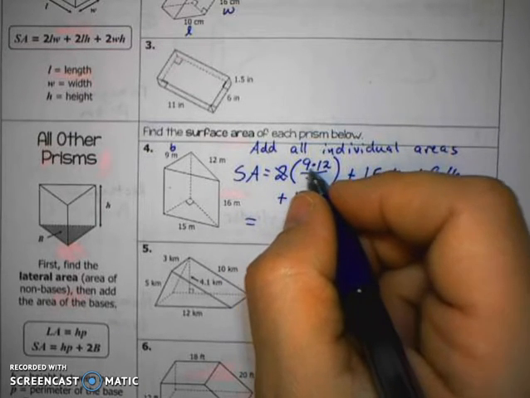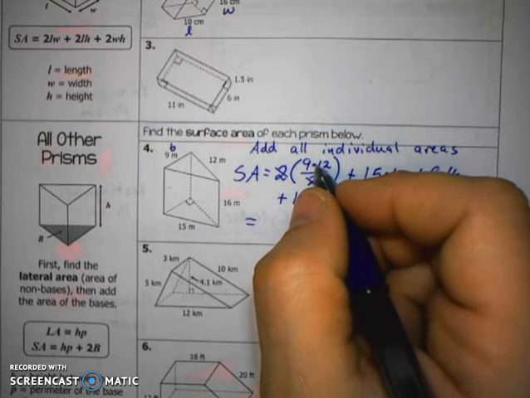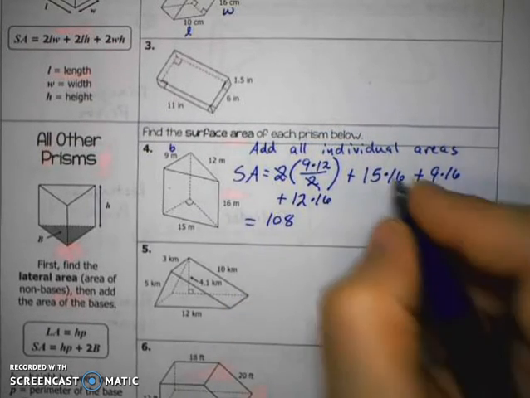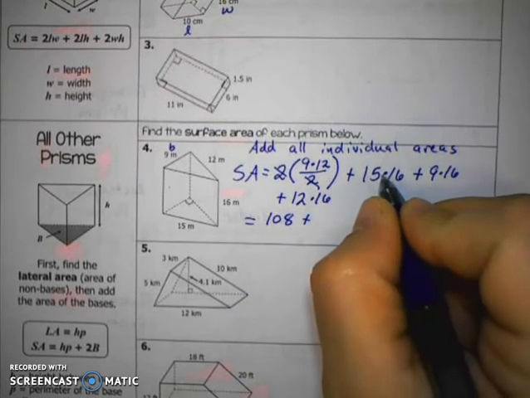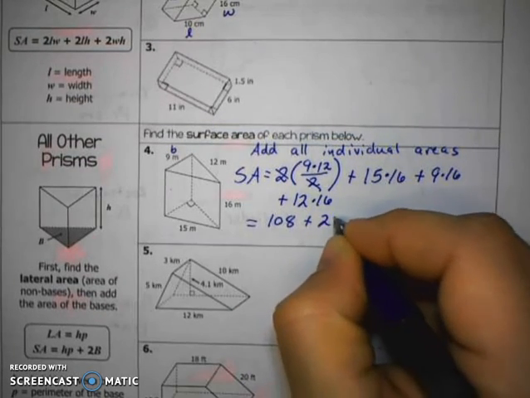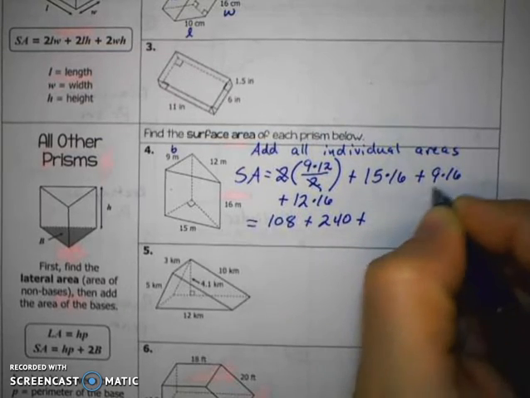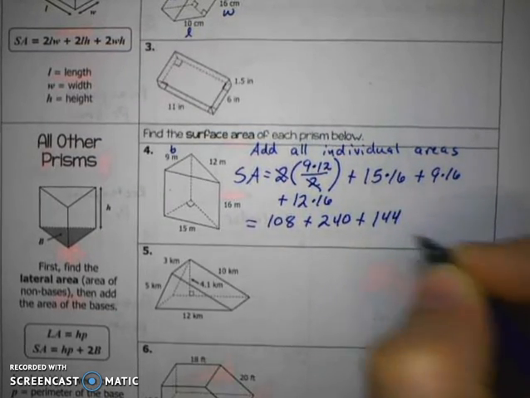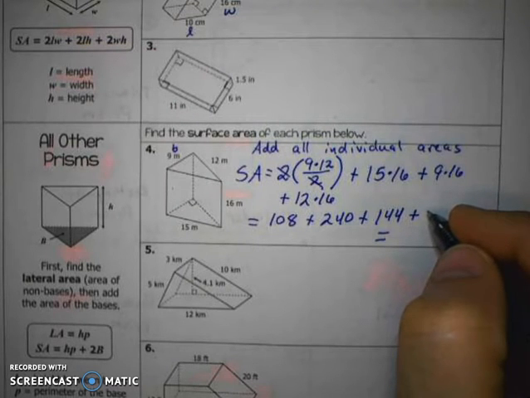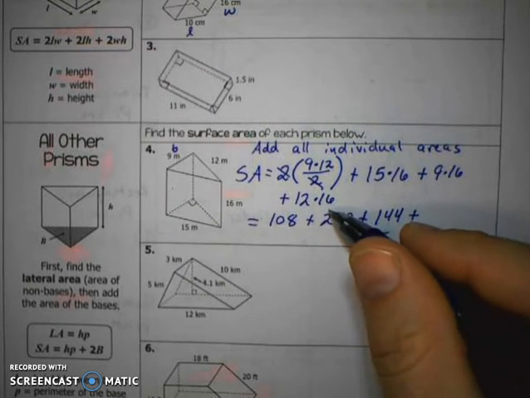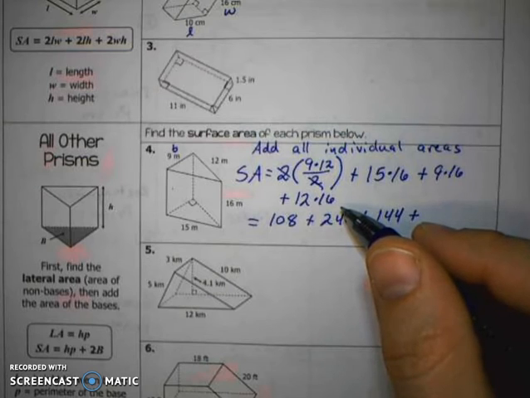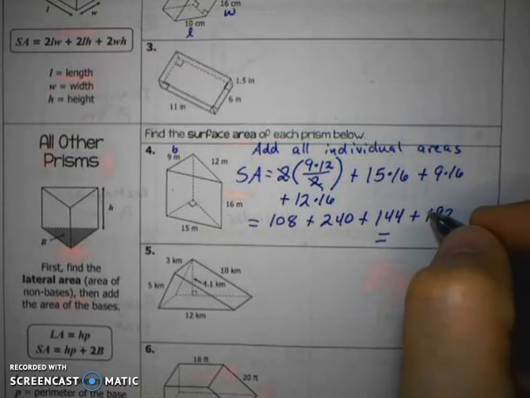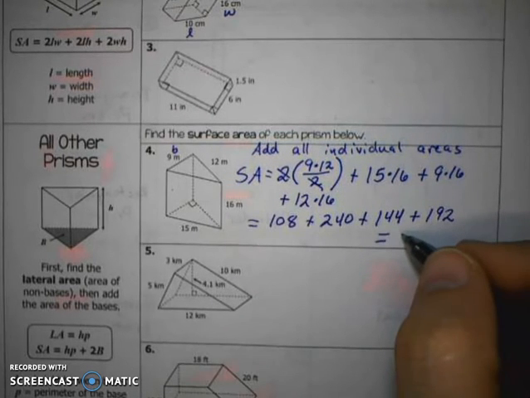9 times 12 is 108. 15 times 16 is 240. And 9 times 16 is 144. Now I also have to add in 12 times 16, which is 192. And so now I need to add all 4 of these pieces together to get my total surface area.